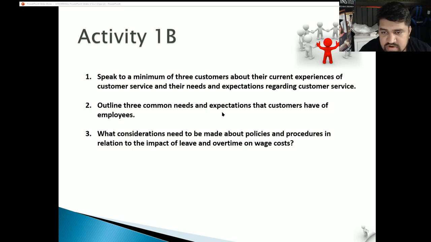Alright, so now for number 2, outline 3 common needs and expectations that customers have of employees. Well, this is general, right? If you're going into any business, think about what you would expect: for them to be welcoming, to be friendly, knowledgeable. If you have questions about the item, they should be able to answer it, not say, oh, I don't know. They should be able to understand what you're trying to ask them, should know the language at least.